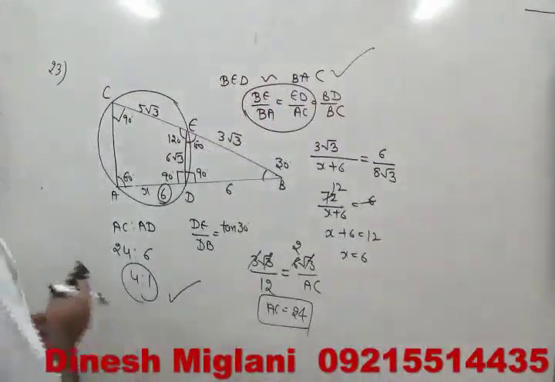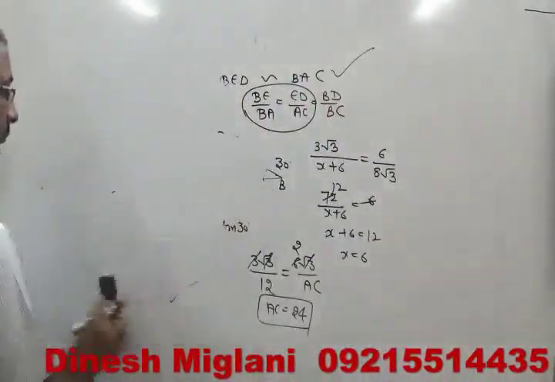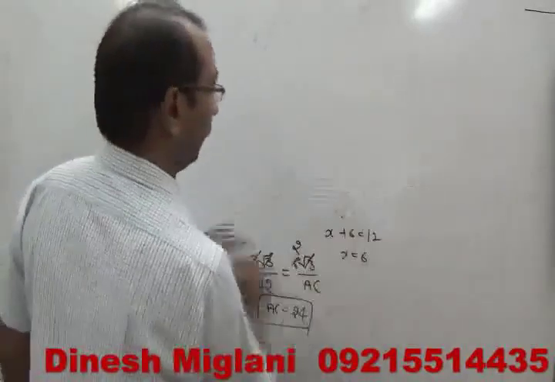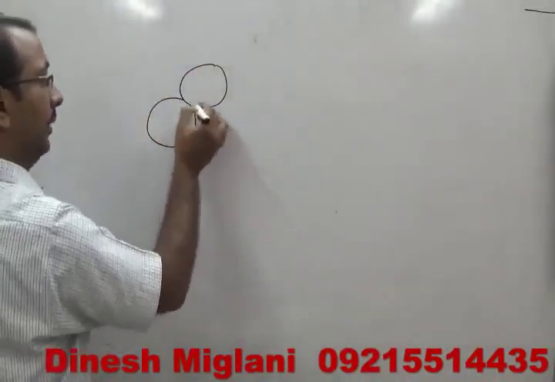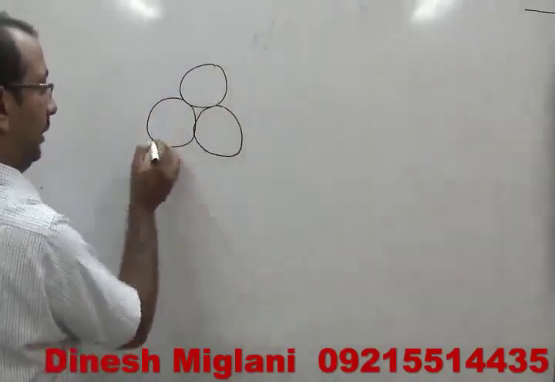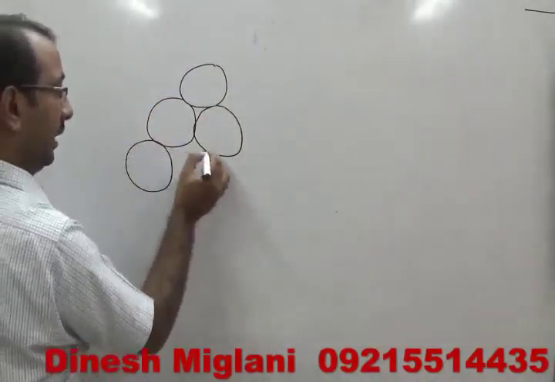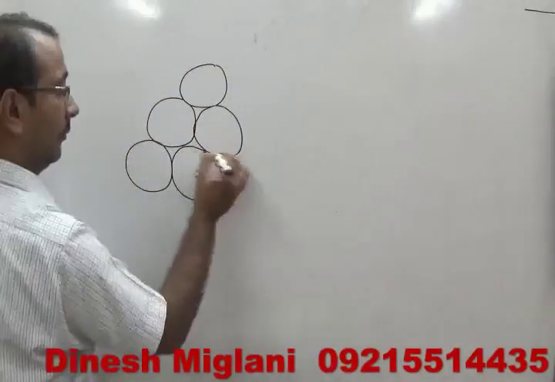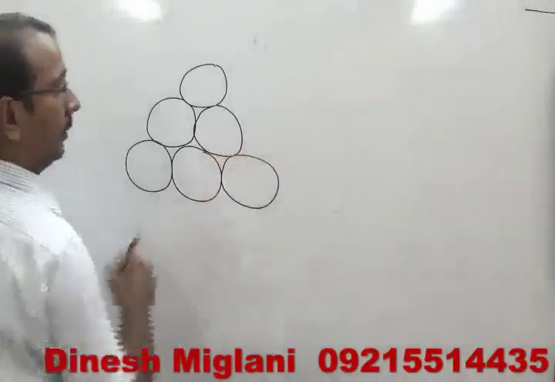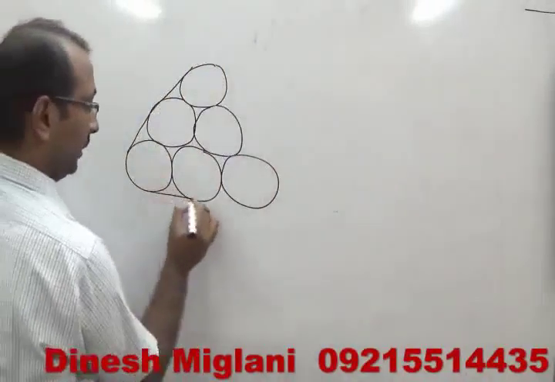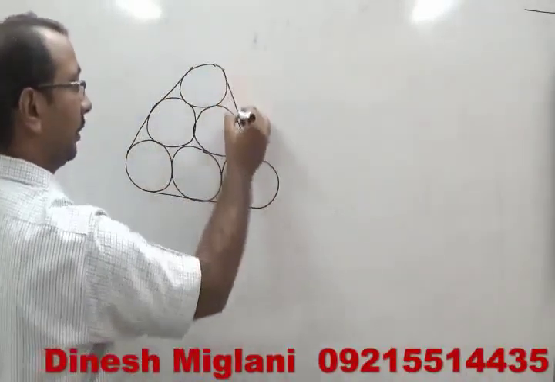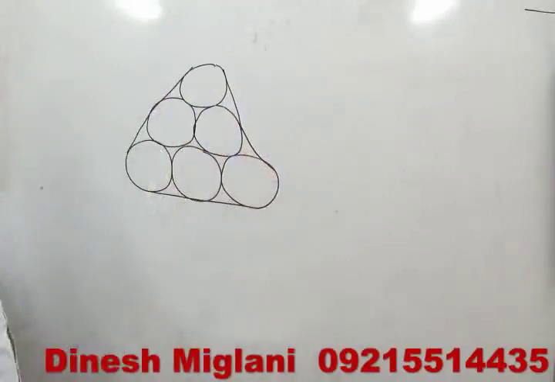Next we have type number 24. This question is a general statement. We have 3 logs of wood. They have to be tied very tightly. Tied tightly means by a string. This is a straight string and this is a straight string. Now we can say that they have been tied tightly.